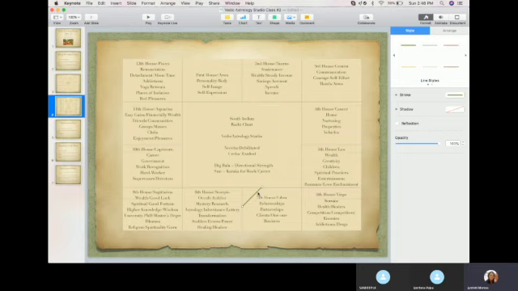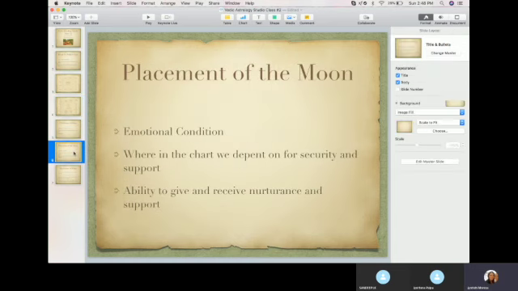So you look, are they between houses 1 and 7 or houses 7 and 12? And you can tell if that person in general likes to be in the public's view, like being a politician, or if they don't. They want to be behind the scenes. And you could look at it from the sun.